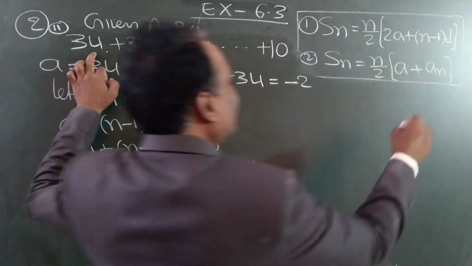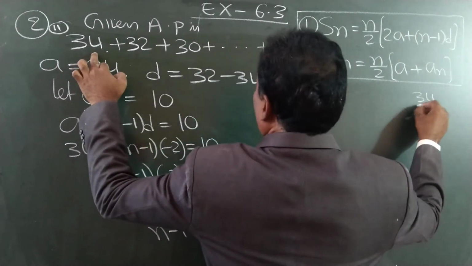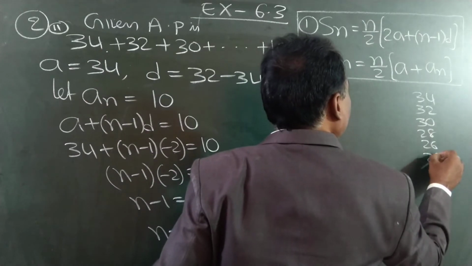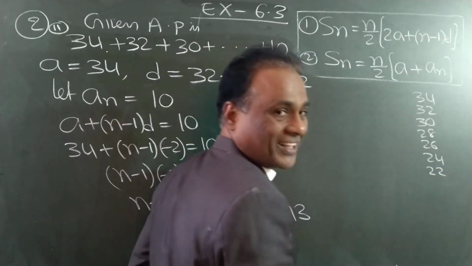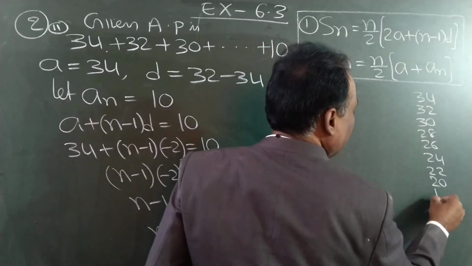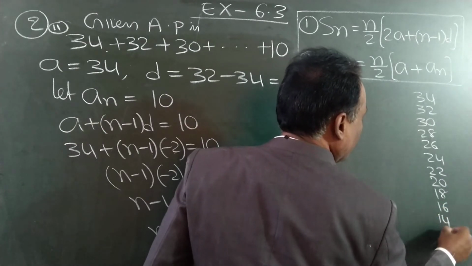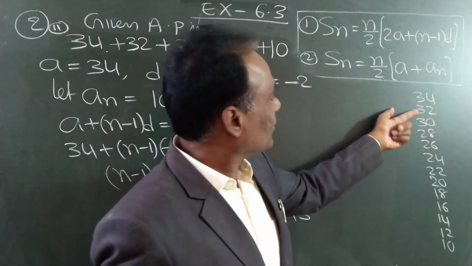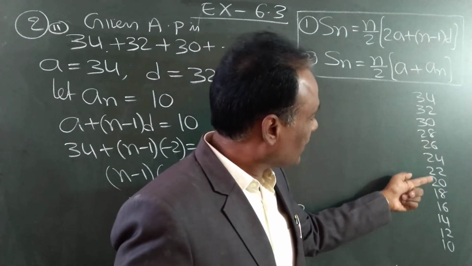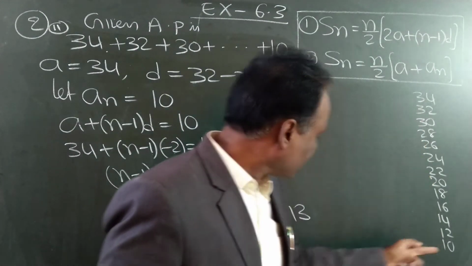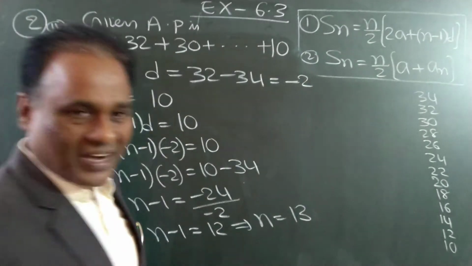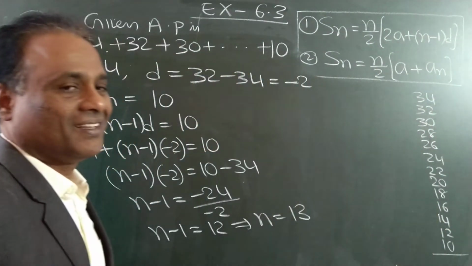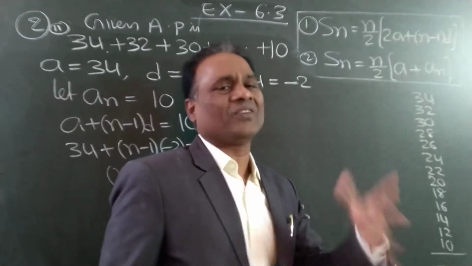You can see 34, 32, 30, 28, 26, 24, 22, with a difference of 2. So 20, 18, 16, 14, 12, 10. 1, 2, 3, 4, 5, 6, 7, 8, 9, 10, 11, 12, 13 terms. What is the sum? Add all of these. We don't add all of these, we have the formula.